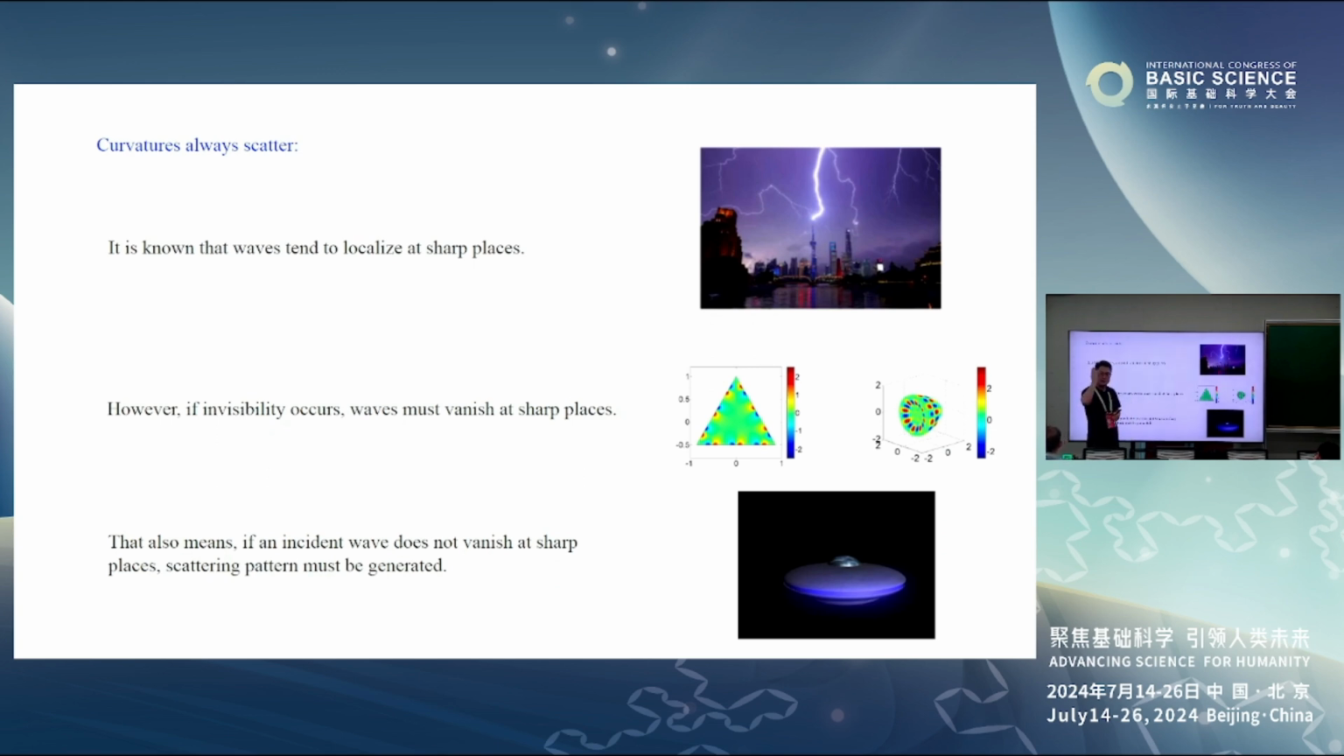So if there is an object like this aircraft, whose wings or head have high curvature places, it must not be invisible. It must generate strong scattering. It's a direct consequence of our theoretical result. So in this sense, this type of UFO, I think, is more reasonable from this invisibility perspective. You can make it invisible.